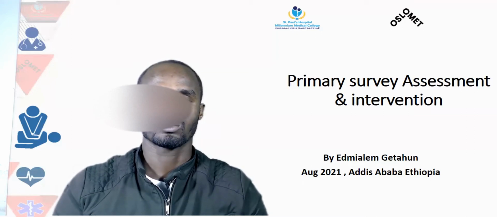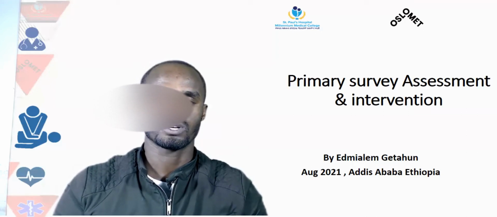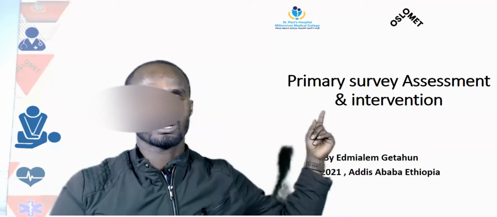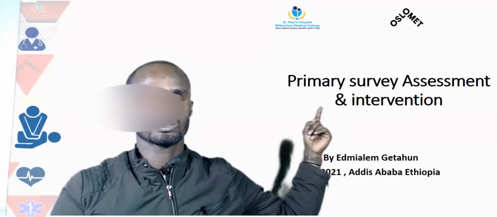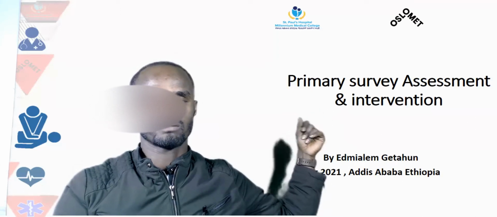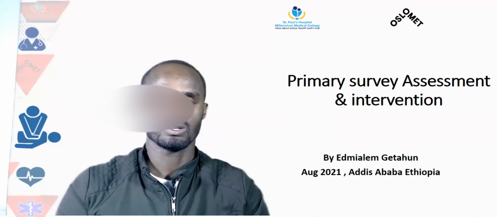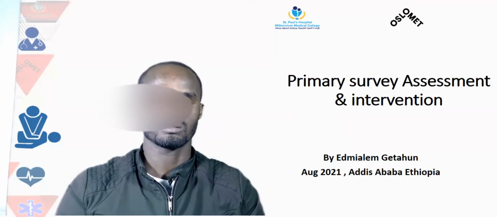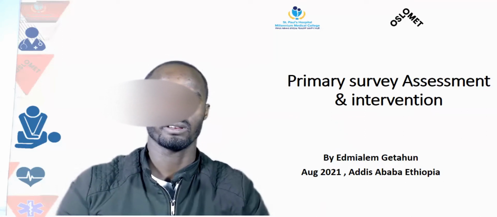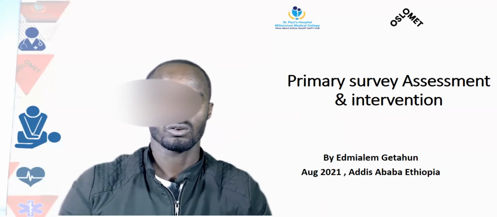We are going to talk about the approach to traumatically injured patients today. As you see, the approach is through the primary and secondary survey. So now we are going to discuss the primary survey. The primary survey is not only the assessment, it includes intervention when the assessment or the findings occur.